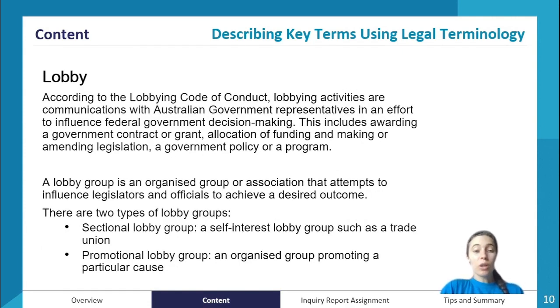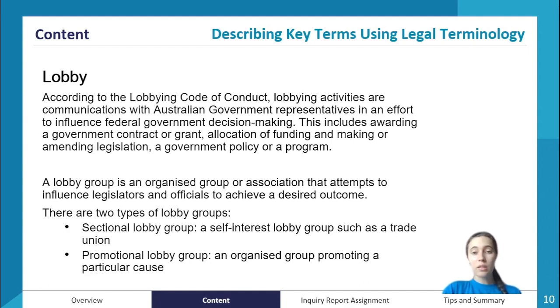Now, lobbying. According to the Lobbying Code of Conduct, lobbying activities are communications with Australian government representatives in an effort to influence federal government decision making. If you're lobbying the government, you're trying to get them to be aligned with what you want and your values. You're trying to influence their decisions in some way. So you could be looking at getting a government contract or a grant. You could be looking at the way they allocate funding or the way that they're amending legislation. It could be a government policy or program.